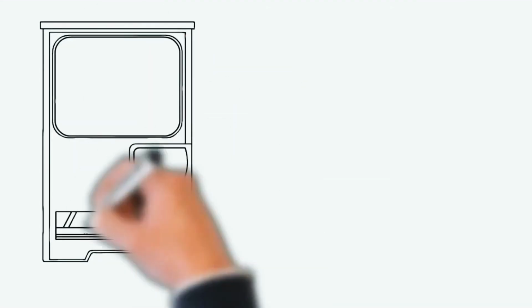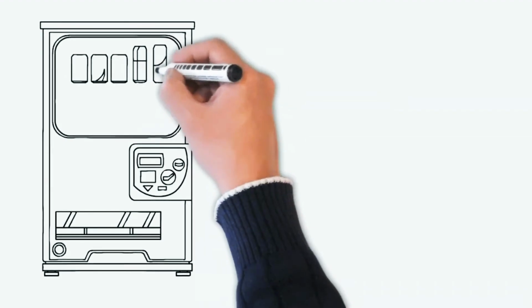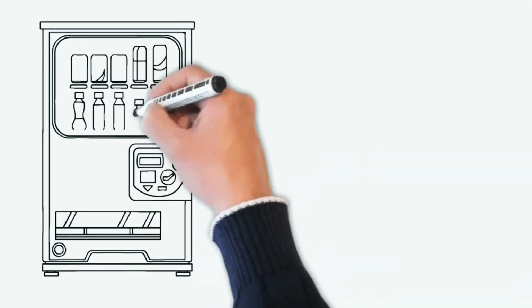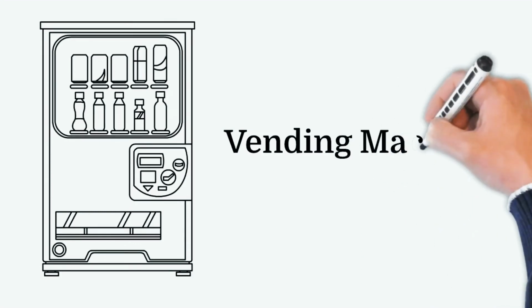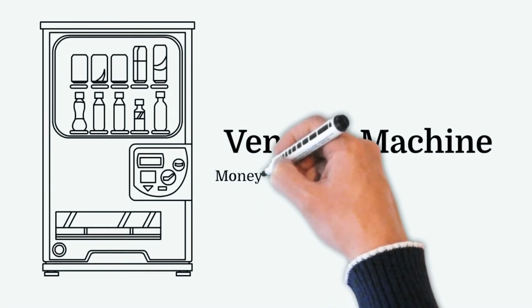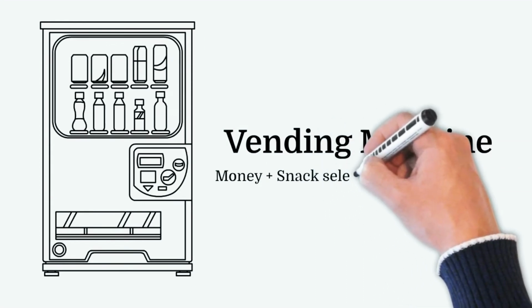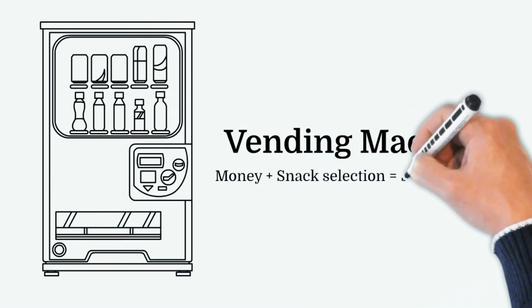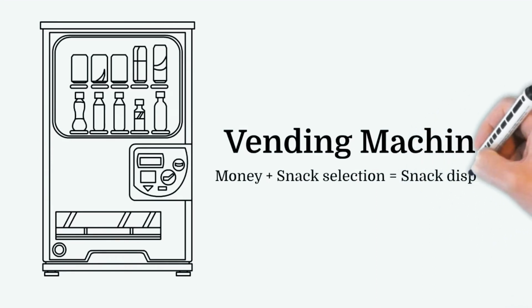Now, the best example of a decentralized concept is basically a vending machine. Why is it a perfect example or a best metaphor? Because to get a snack from a vending machine, two things are required: money and snack selection. So there is no central authority required. You input money, you input your snack selection, and a snack is dispensed to you.